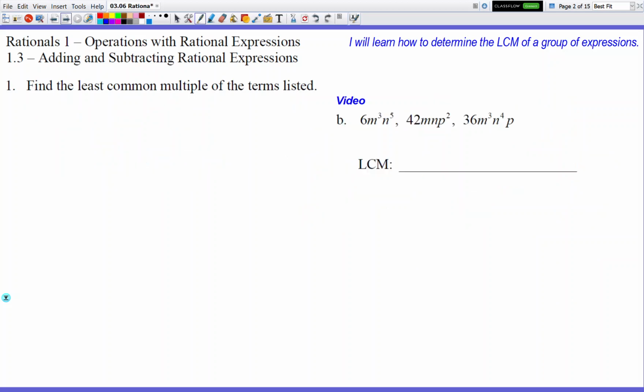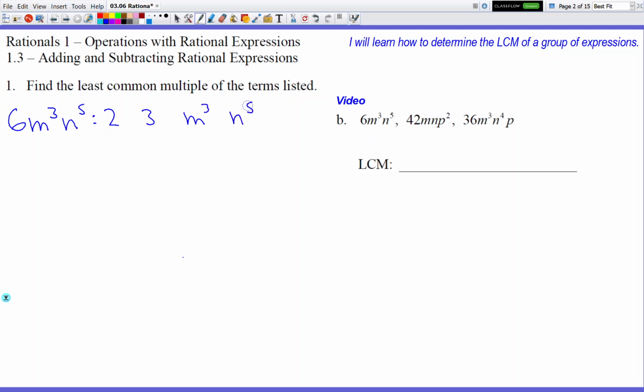Okay, all right, next problem. So same exact technique. We're going to break everybody up into smaller pieces. Let's put everything on the side here. So 6 m to the third, n to the 5th. Okay, so let's break this guy up. So we got a 2 and a 3, that's your 6. And then we have m to the third and n to the 5th.